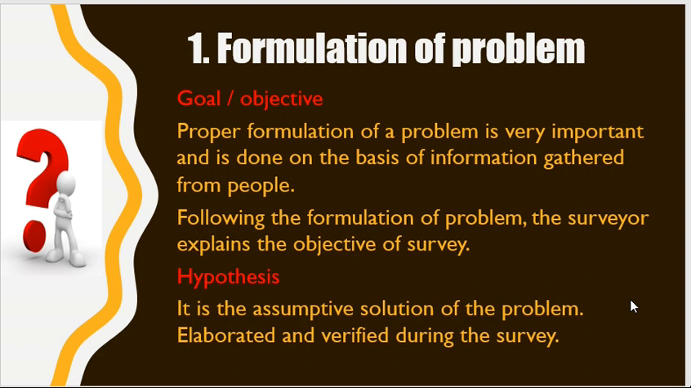Formulation of a problem. The first stage of survey method is the formulation of problem. What is the goal or objective? Okay, formulation of a problem is sort of a prerequisite in survey. There should be a clearly well defined problem. The problem formulated for a survey should have some psychological, social, economic relevance, you can say. The information relating to the problem should be obtainable. Moreover, the formulation of problem should lead to the highlighting of the problems and the difficulties and their solution as well. So, what is the goal or objective behind this? The proper formulation of a problem is very important and is done on the basis of information gathered from people.